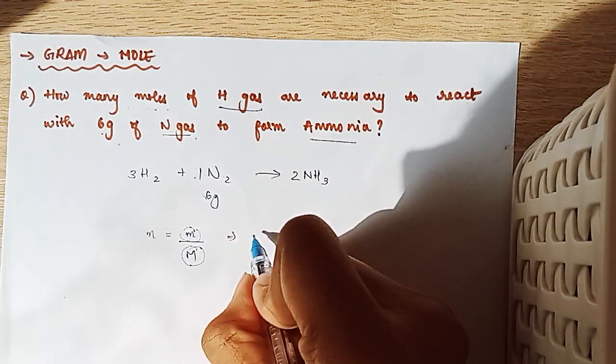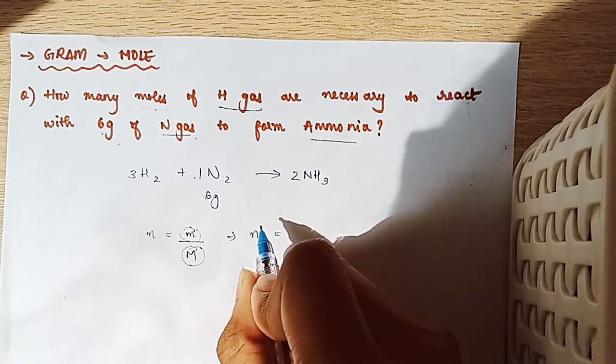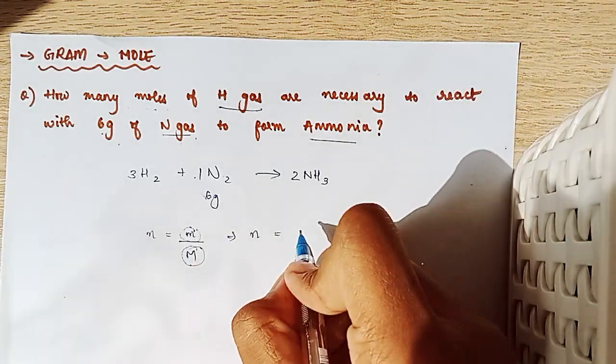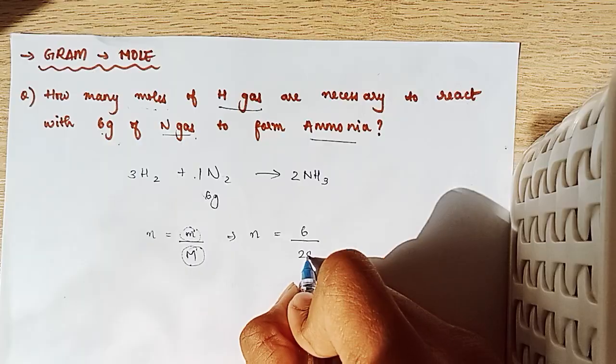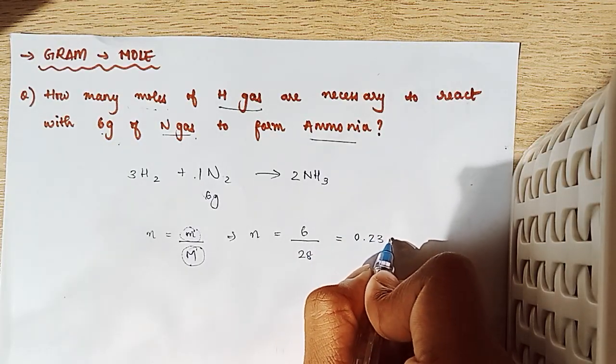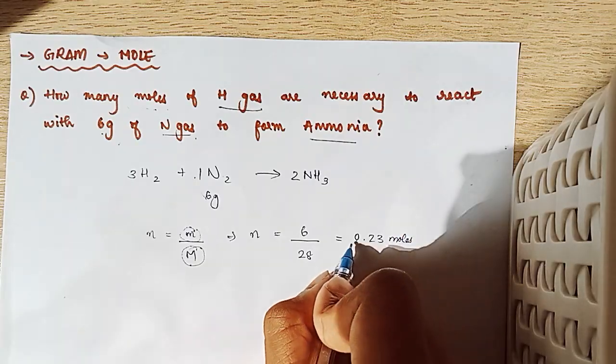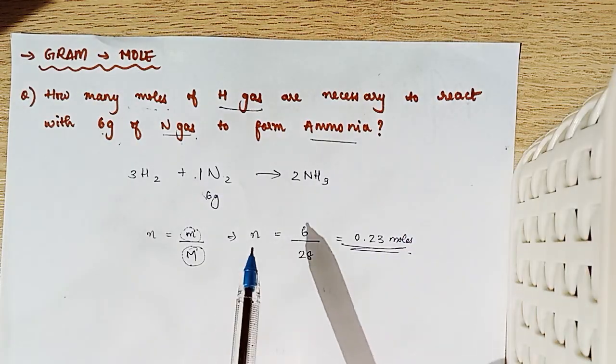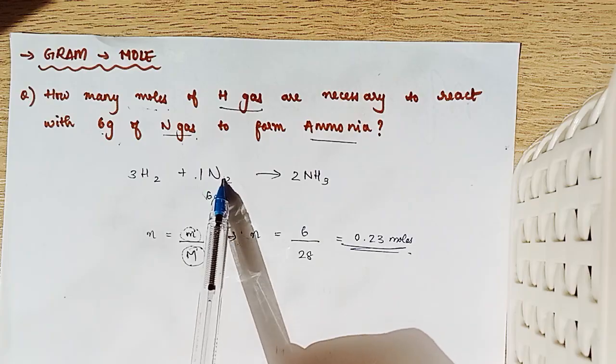So this will be equal to, n is equal to, mass is 6 grams. 6 divided by 28, which is equal to 0.23 moles. Okay, so we found the number of moles for N2 gas.